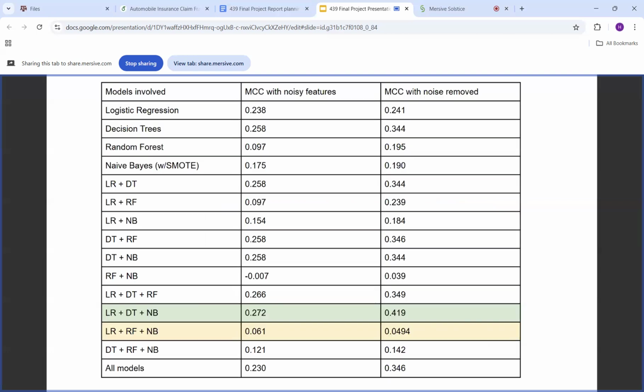All right, so this is kind of like the bulk of our results. As you can see, we recorded the MCC for a wide variety of combinations of the models. And we did it with the noisy features and after we removed the noisy features. I highlighted the best instance in green, and that was logistic regression, decision tree, and naive Bayes. Something else that I wanted to point out was the instance right below it, logistic regression, random forest, and naive Bayes. That was the only instance where after we removed the noise, the MCC score actually went down.